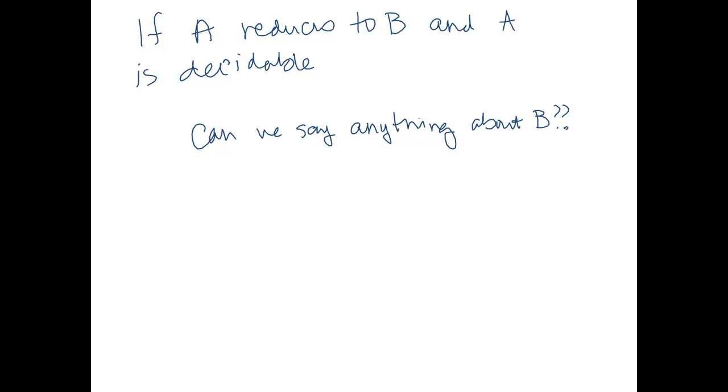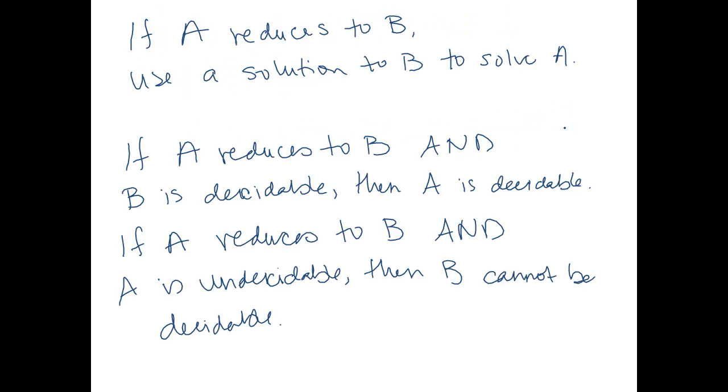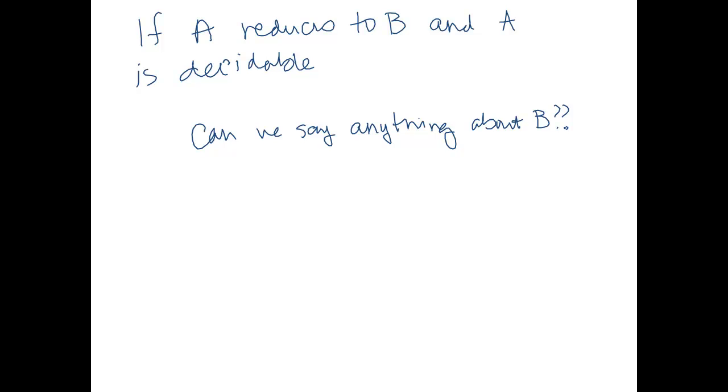All this is saying, really, is that A can't be harder to solve than B. If A reduces to B and B is decidable, B is solvable, A can't be undecidable. A must also be decidable. A can't be harder than B. Saying A can't be harder than B and A is decidable doesn't tell me that B can't be undecidable. B could be harder than A to solve. It just says A can't be harder than B. So this is an important distinction.